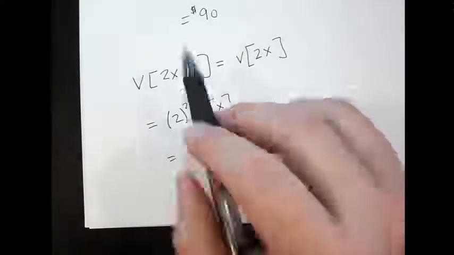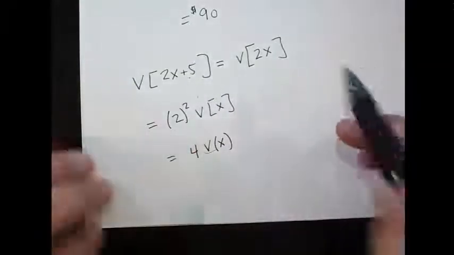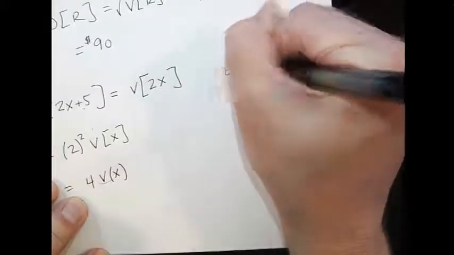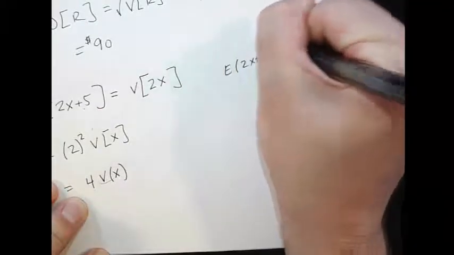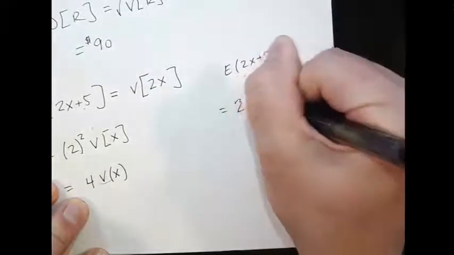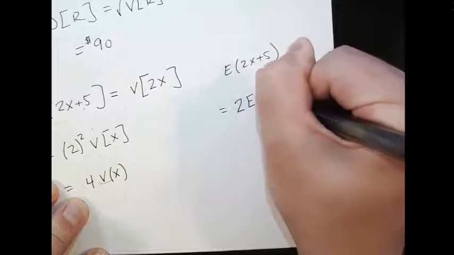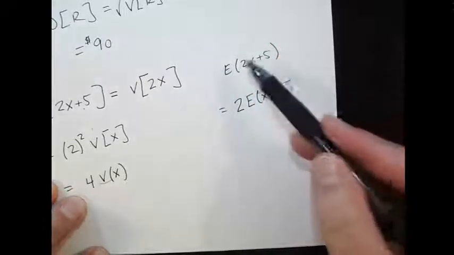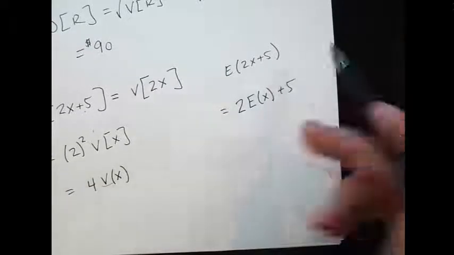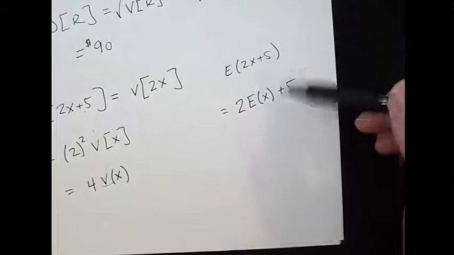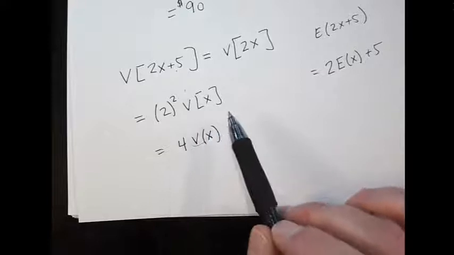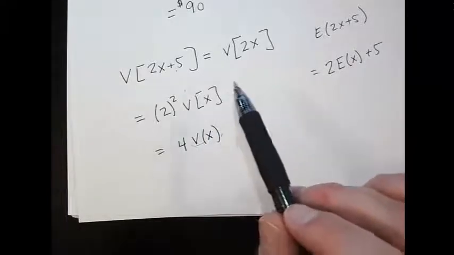But notice, if I was doing the expected value of 2x plus 5, this works exactly how I think it's going to work. This becomes 2 times the expected value of x plus 5. It's exactly how we've been taught algebra works all along, because this is a linear operator. However, variance is different algebra than you've ever done. So you have to follow the rules of variance from the lecture.